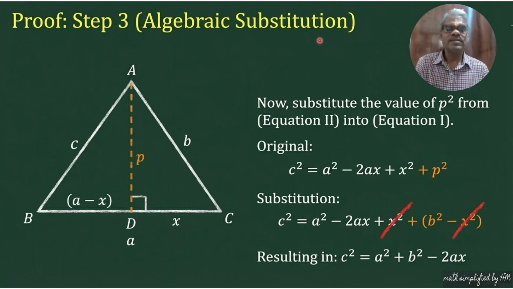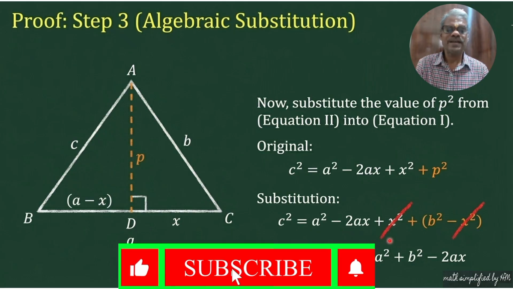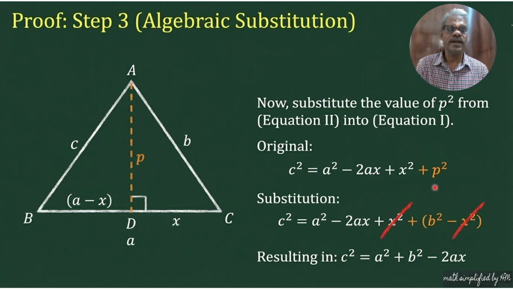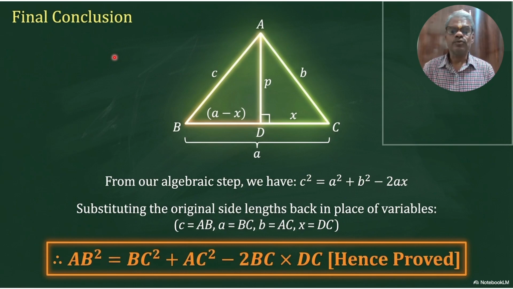Step 3, algebraic substitution. Now substitute the value of p square from equation 2 into equation 1. Original equation 1 is c square is equal to a square minus 2ax plus x square plus p square. Substitution gives us c square is equal to a square minus 2ax plus x square plus (b square minus x square), the value of p square from equation 2. Now x square gets cancelled and we get c square is equal to a square plus b square minus 2ax.